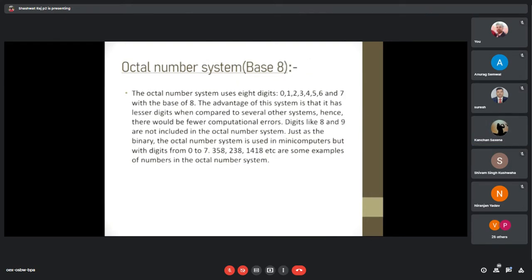Next comes the octal number system. The octal number system uses 8 digits 0, 1, 2, 3, 4, 5, 6 and 7 with the base of 8. The advantage of the system is that it has fewer digits when compared to several other systems. Hence, there would be fewer computational errors. Digits like 8 and 9 are not included in the octal number system. Just as binary, the octal number system is used in mini computers, but with digits from 0 to 7.